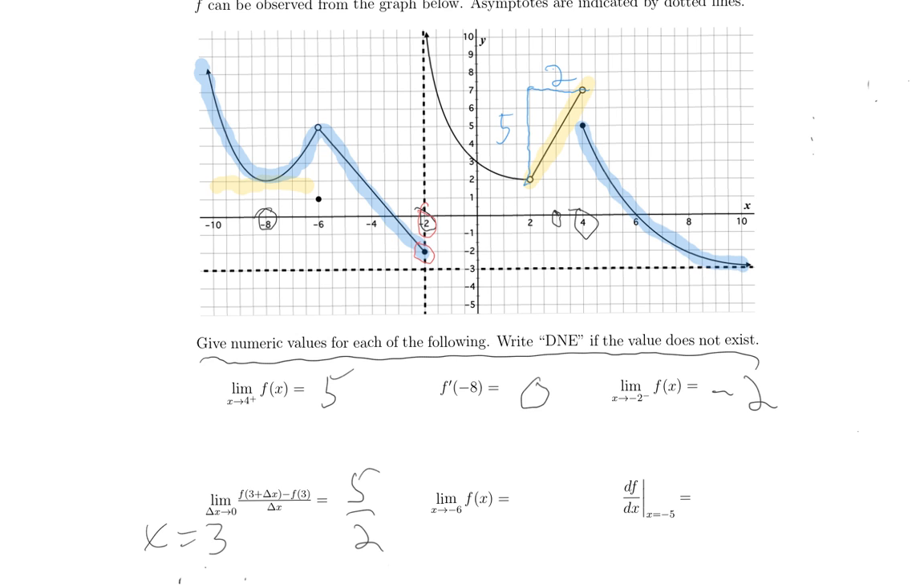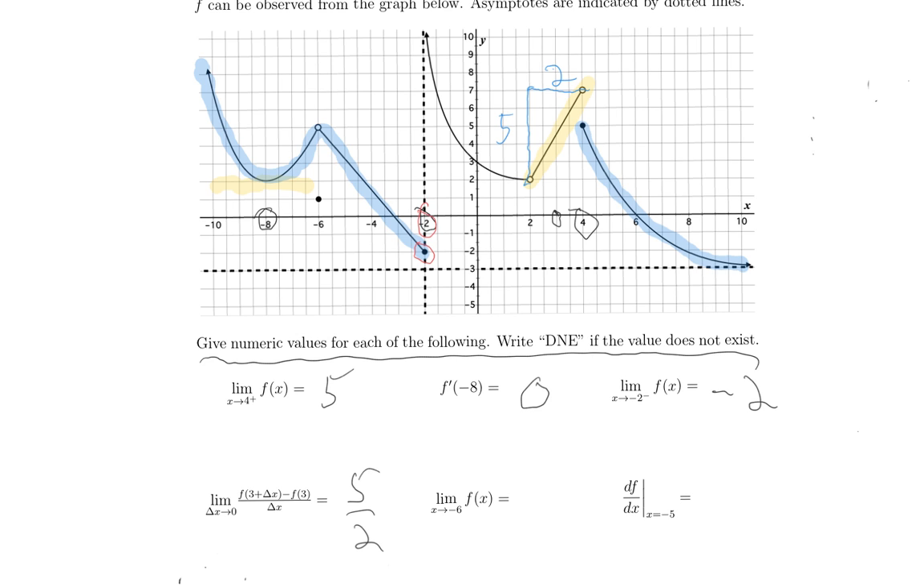Great. And now that we have that, I'm going to go ahead and get rid of this x equals 3 thing right there. Awesome. So, now, limit as x approaches -6 of f of x.